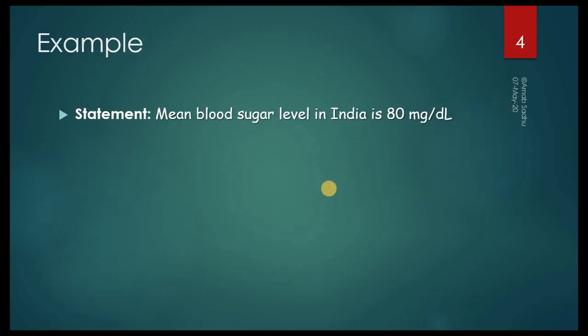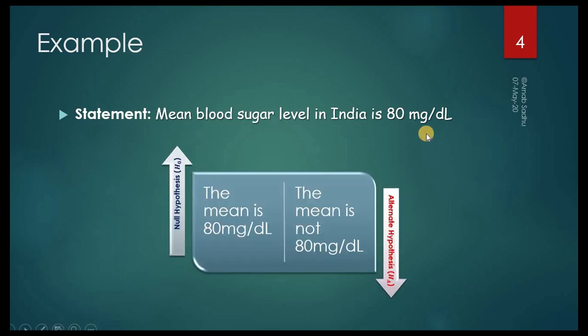Say the mean blood sugar level of the people in India is 80 milligram per deciliter. So this is a statement. How do I draw a hypothesis out of this statement? The null hypothesis will be the statement itself, that the mean is 80 milligram per deciliter. So what will be my alternate hypothesis? Exactly opposite to the null hypothesis. It will be like the mean is not 80 milligram per deciliter.